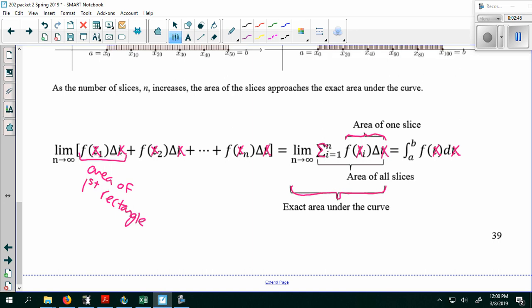This is the definition of an integral, the limit as n goes to infinity of a Riemann sum. So this is the integral from a to b of f of x dx. So that was sort of a little review, a little reminder that the integral is defined as the limit of a Riemann sum, because we're going to use that concept a lot today.